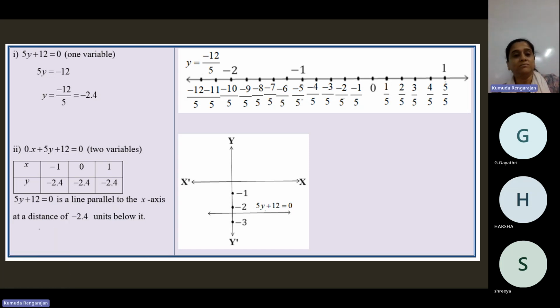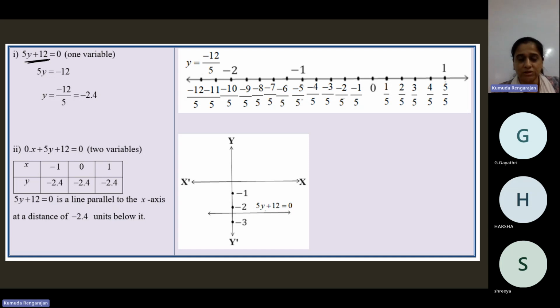All right. Now, two variables. So x is missing, so show x. And when you solve this, you will get the same thing: y is equal to minus 12 by 5, or minus 2.4, whatever. So y is equal to minus 2.4 means y is always minus 2.4 for any value of x. Just come from the beginning.